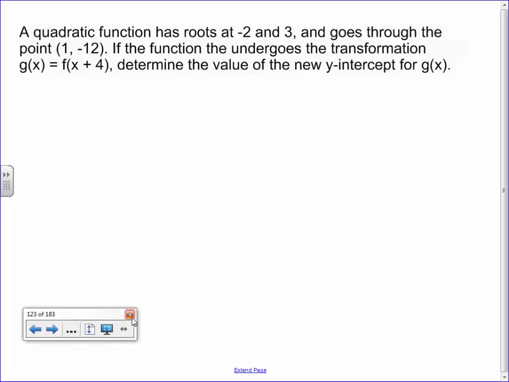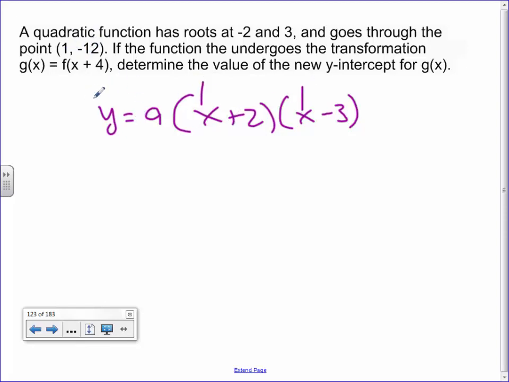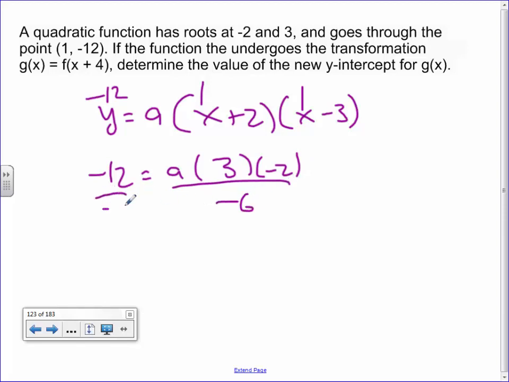So if it's a quadratic and it has roots, we already know that this can be x plus 2 and x minus 3. So far, so good. But we don't know the leading coefficient, hence this is why they're giving me a point. So I'll plug 1 and negative 12 in everywhere. That'll give you 3 times minus 2, divided by minus 6 on both sides. Let me know if that went too fast. You guys okay with that concept?